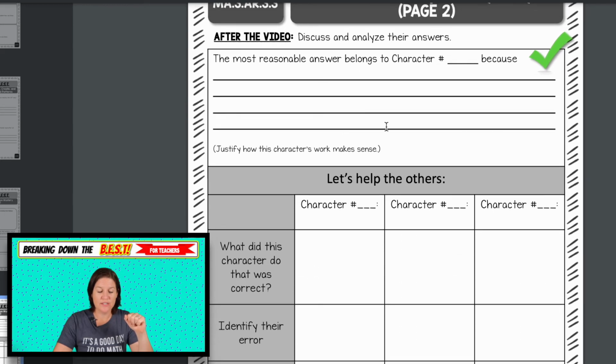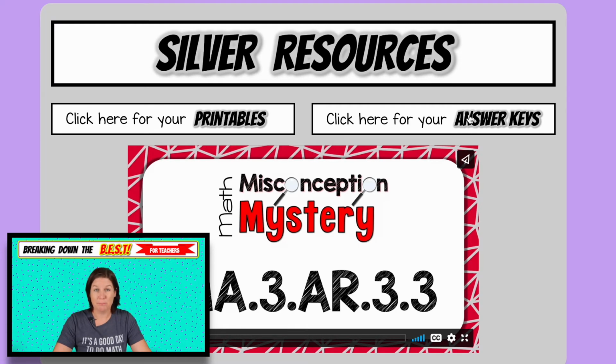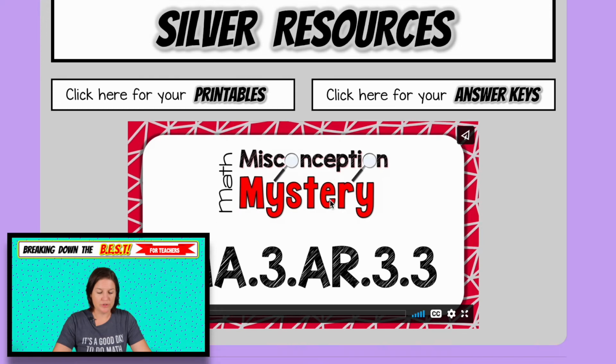After they watch the video with all the characters, they will answer their detective diary. So who had the correct answer and why? And let's evaluate the other characters right here. And the answer, my detective report, is also in the answer keys right there too. So these are super fun.